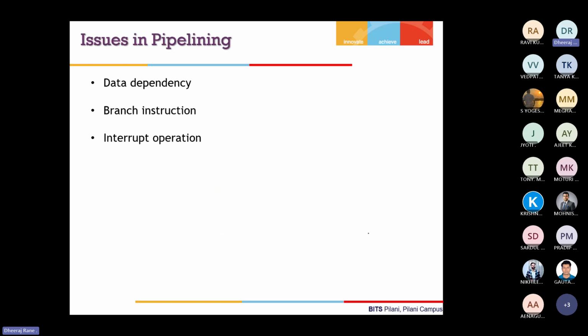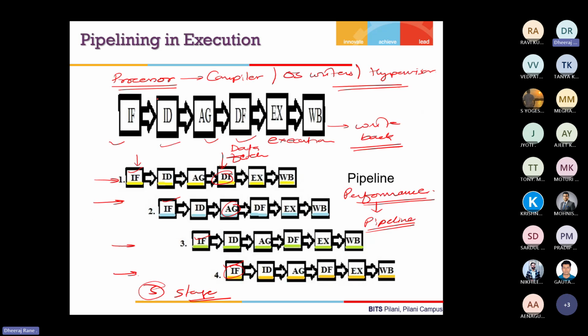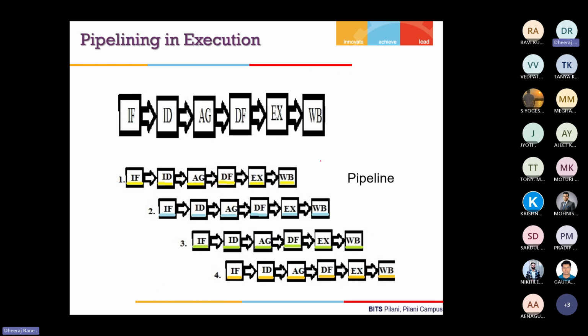There are some issues in pipelining that a few of you might have already pointed out: dependency. Whenever there is some data dependency of one instruction on another instruction, say this instruction is generating some data and that data is to be utilized by this instruction, in that case we cannot put these two instructions in a pipeline. That won't be possible.